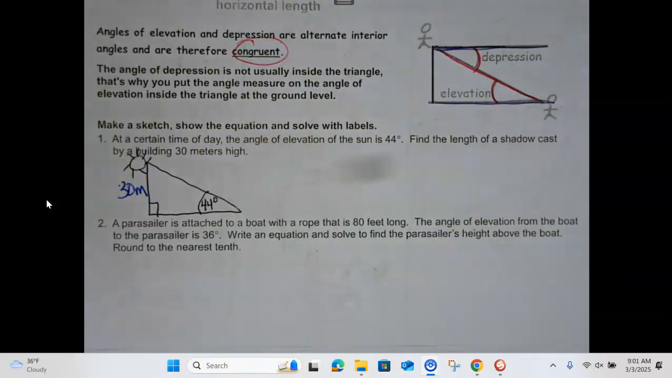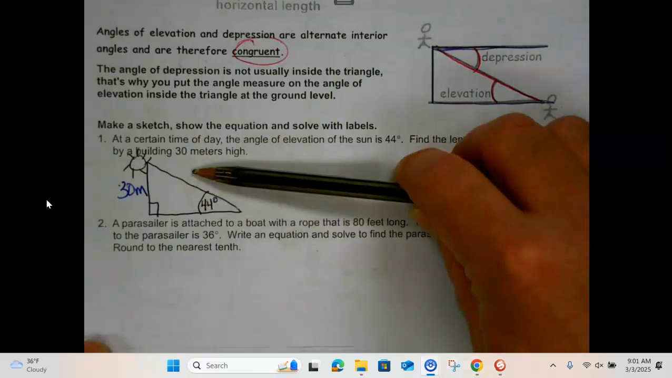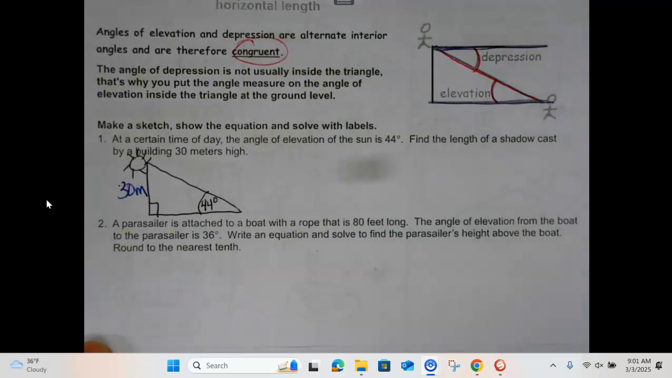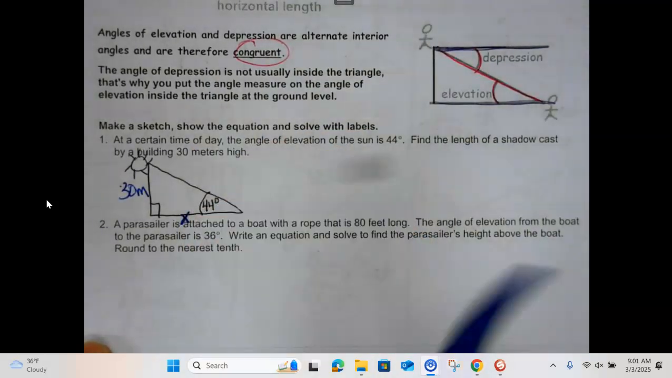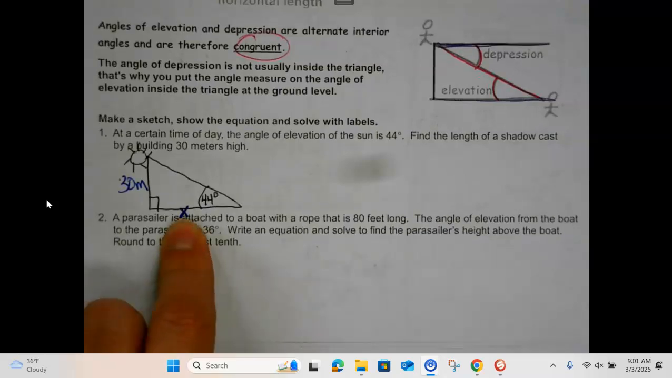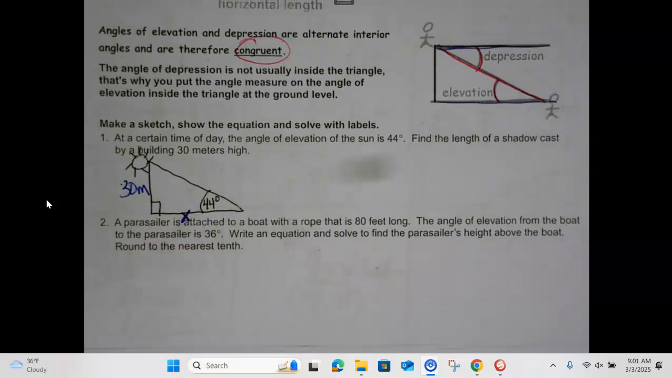First issue we have to take care of here: find the length of a shadow. Is the shadow the hypotenuse side or the leg side? The leg side. I always tell people, your shadow, you can see it on the ground. It is not hovering there in 3D, an optical illusion in front of you. It's right there. Whenever we see shadows, shadows are going to be down here.